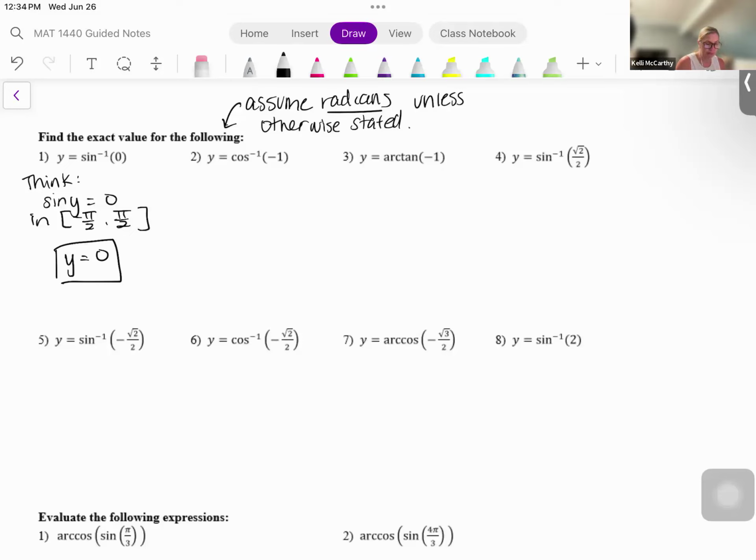Y equals cosine inverse of -1. So again, we're thinking cosine of y is equal to -1. So where does cosine equal -1? But that's on a specific interval, the interval from 0 to pi. So thinking about my unit circle in the first and second quadrants, where do I have cosine equals -1? That's going to be at pi.